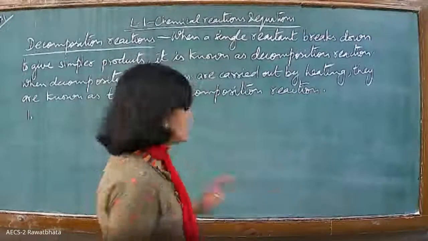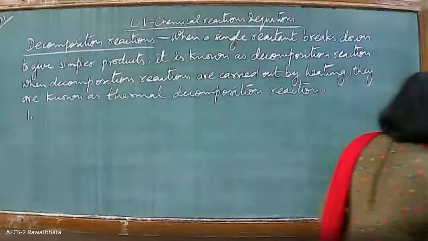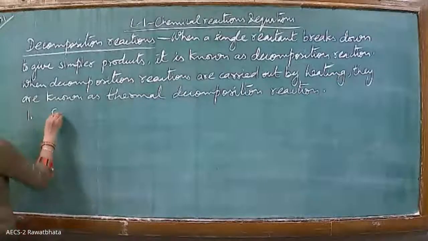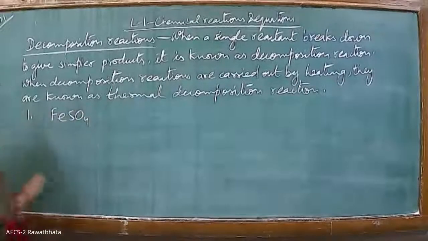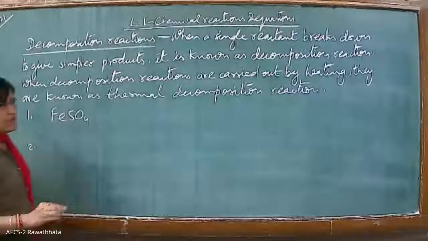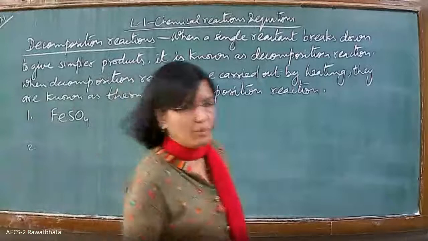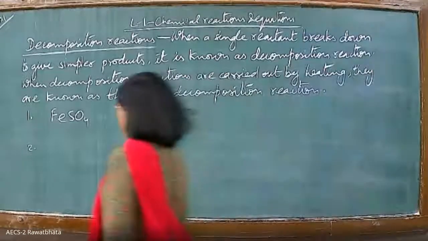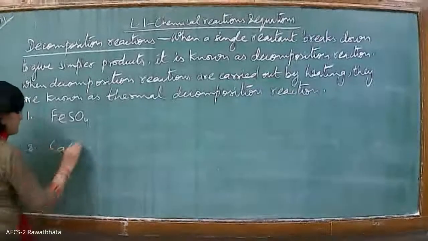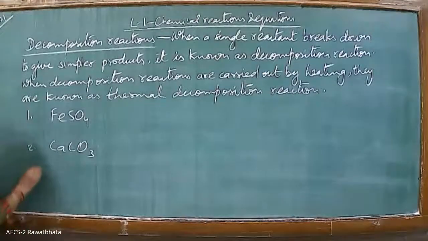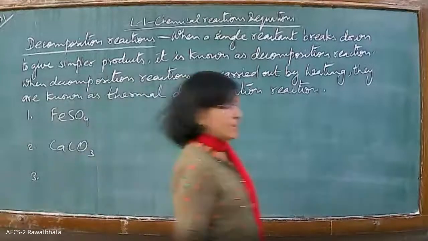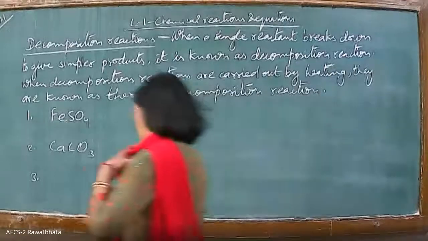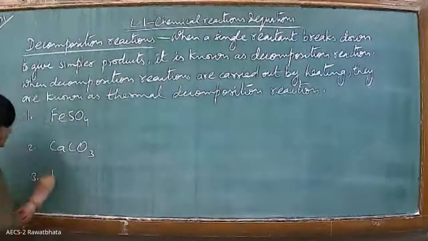Okay, so the first reaction we are going to write down is that of FeSO4. Definitely we are going to balance this also. And the second one, the easiest of all, is calcium carbonate. Breaking down of calcium carbonate. And the third one, of course, is heating up of lead nitrate, Pb(NO3)2. This is almost like a favorite equation in the examination.